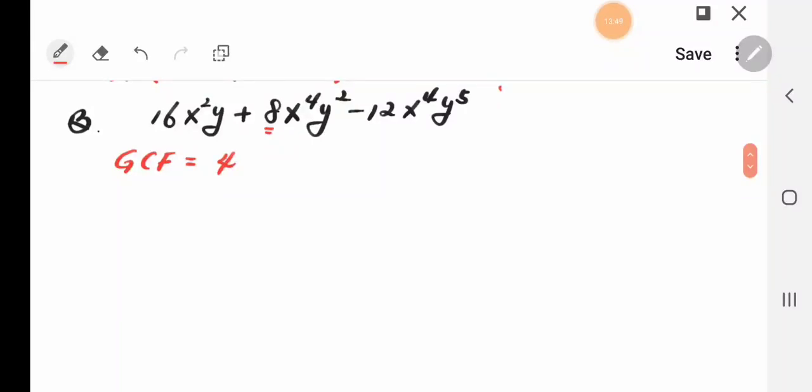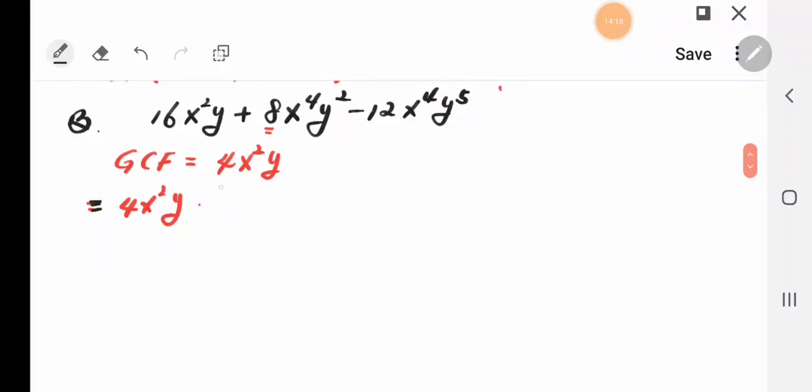Okay, how about the common factor x? So there are x squared, x to the 4th power. So x is the common factor and x squared is the smallest one. How about y? Okay, y exists in each term, so y is the common factor. So the common factor is 4x squared y. So we will write it as 4x squared y as the common factor, and then write the leftover factors.